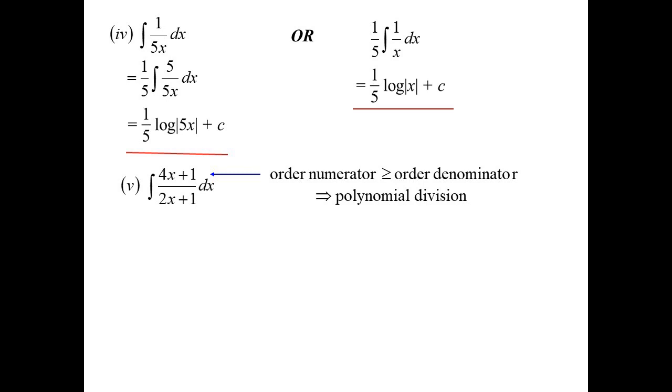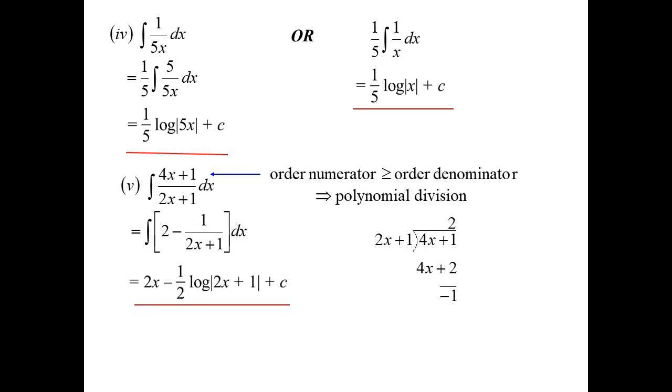So this one's quite a simple one, and in case you don't think it's that simple, we could go and do our division, and we could rewrite the integral. And then we have the constant 2, which we certainly can integrate. And now the fraction is in that situation where that's going to be a log function. So we have 2x minus half the log of the absolute value of 2x plus 1. Plus, of course, a constant.